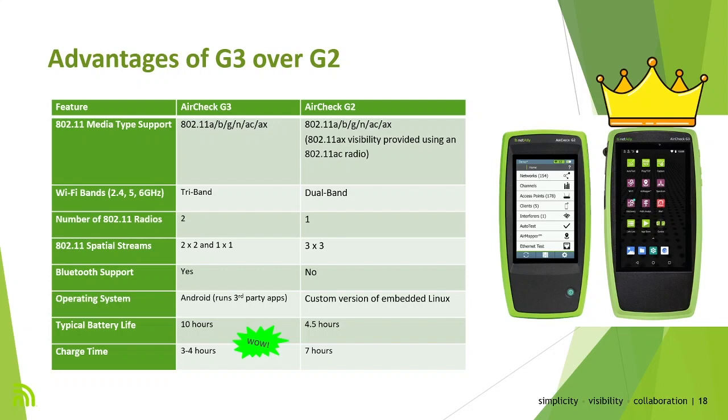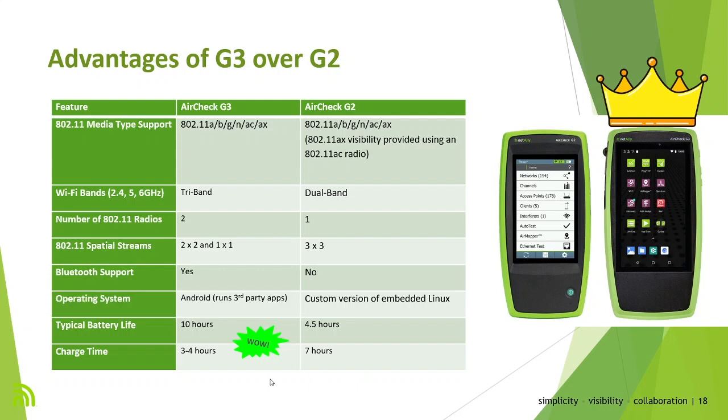First are the advantages of the AirCheck G3 over the AirCheck G2. The AirCheck G3 has a Wi-Fi 6E radio and supports A, B, G, N, AC, and AX media types, while the AirCheck G2 only had a Wi-Fi 5 radio. We now support tri-band. The AirCheck G3 has 2 radios, Wi-Fi 5 and Wi-Fi 6E. We have support for Bluetooth. Android is the new operating system on the G3, and that allows you to install some third-party applications.